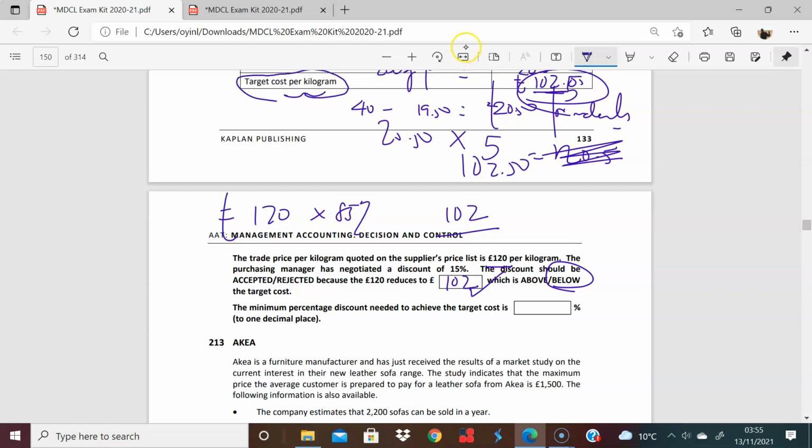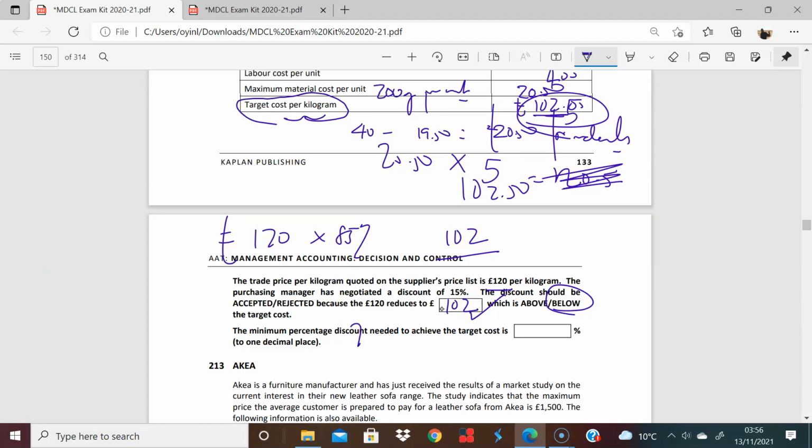That's the first point there. And this final question is really asking, by how much would we need to go from 120 all the way down to £102.50? This is my target cost, what I need to buy this for. The difference, 120 minus 102.5, is 17.5. So it needs to fall by 17.5 as a percentage of 120. To one decimal place, that is 14.6%. 14.6% is what we're trying to do.